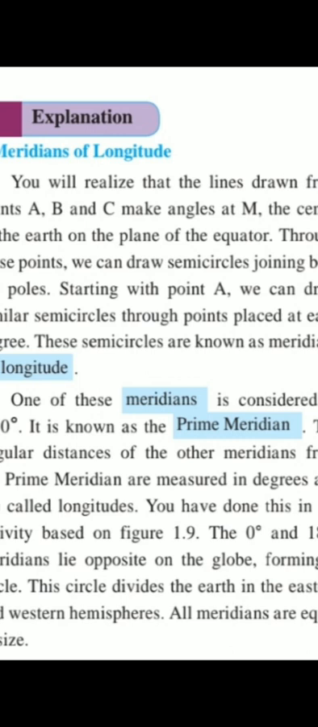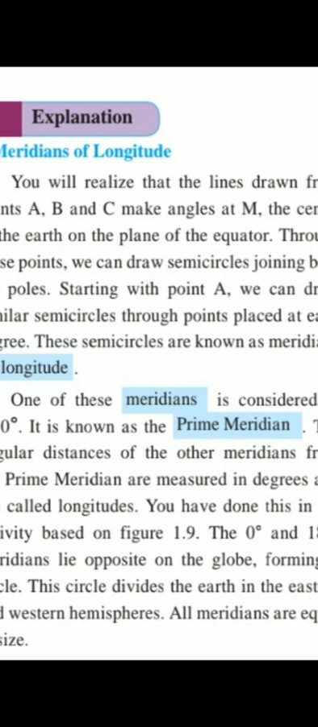Understood? Now you will realize these imaginary lines are drawn from the north and south poles, or at the center of the earth on the plane of the equator. From these points we can draw semicircles joining both the poles. These semicircles are known as meridians of longitude, the imaginary lines which meet at both the poles.